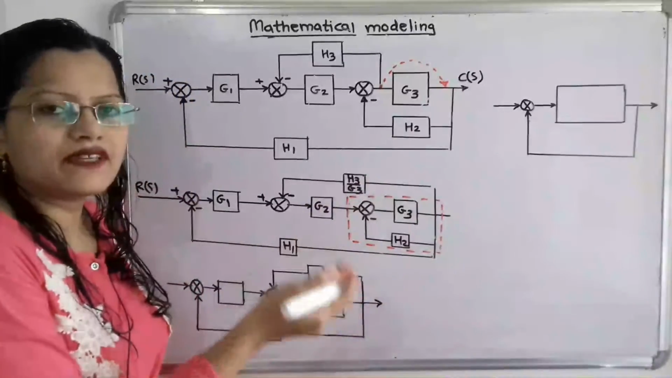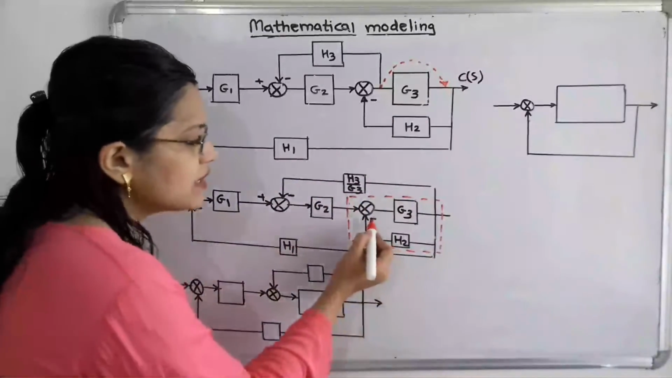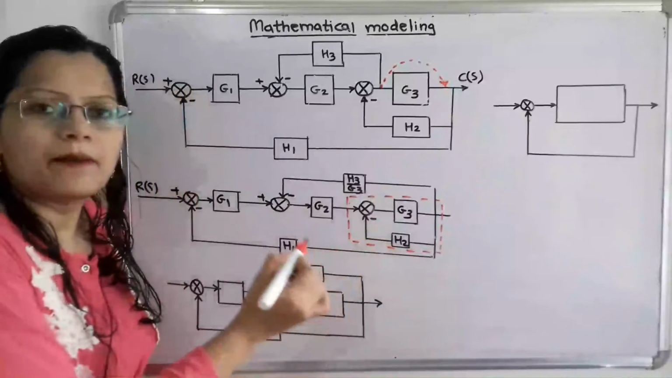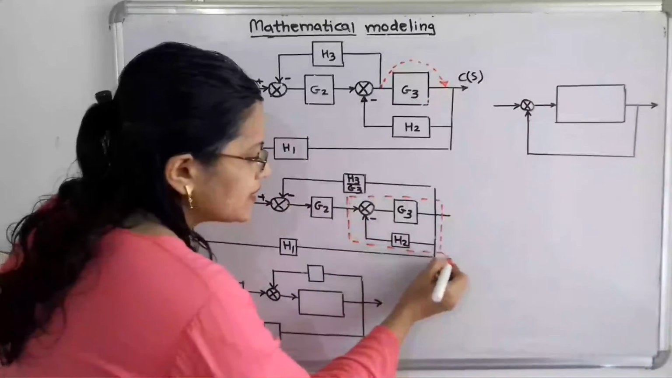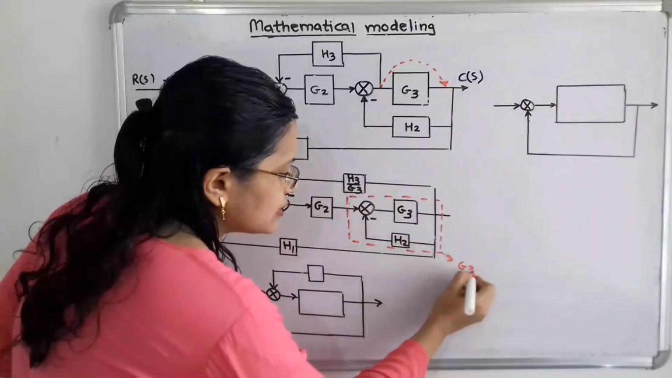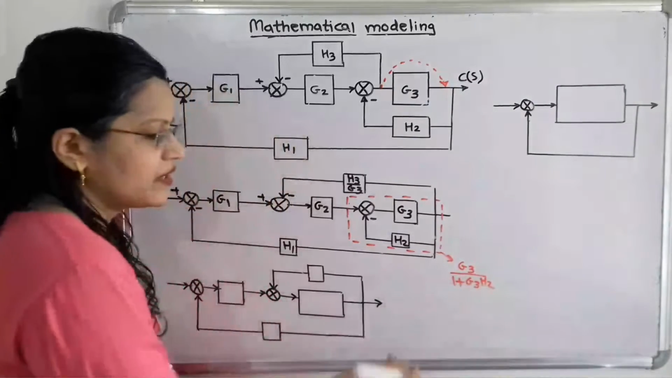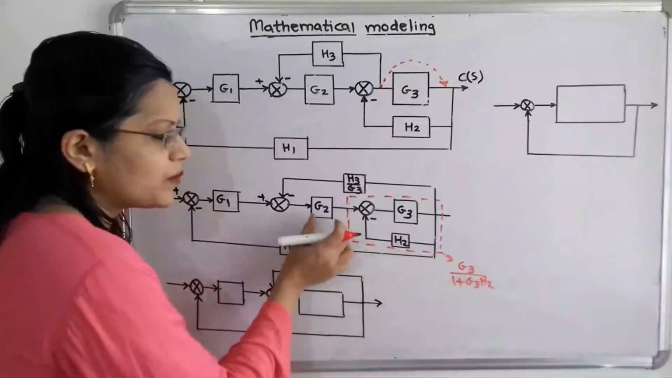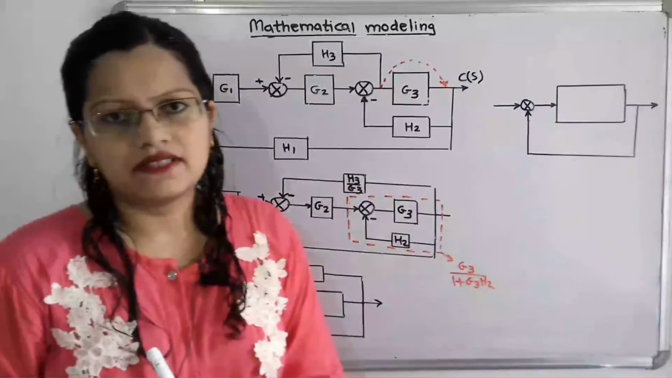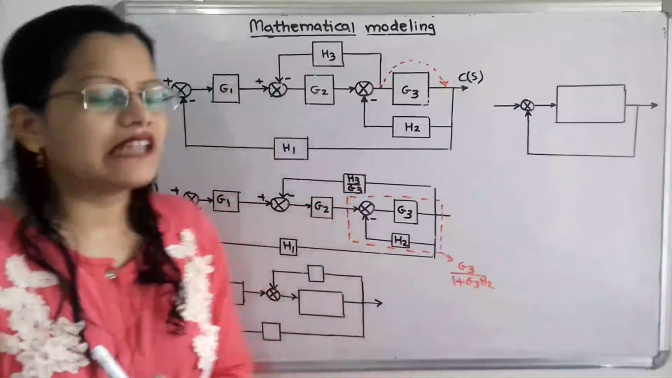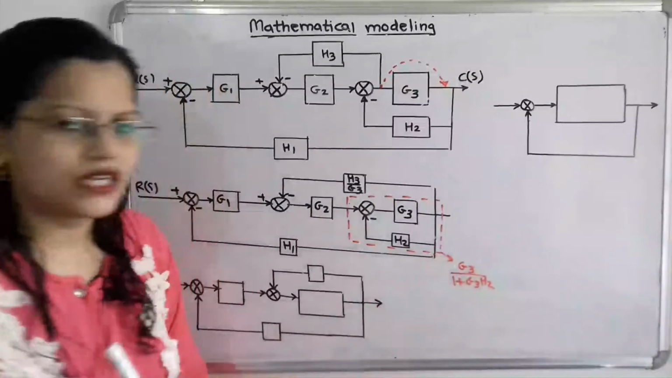So what is the answer when we eliminate this feedback loop? Then we know that in between G and H, we know G divided by 1 plus GH, because in denominator we are taking plus sign, because for this feedback loop there is the minus sign. So the answer is G3 divided by 1 plus G3H2. Now this block and G2 block are in cascade. So we have to combine this.